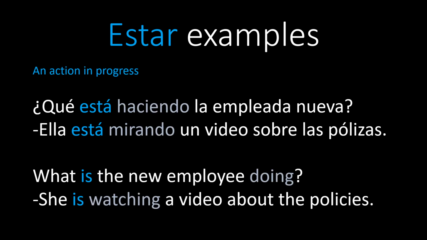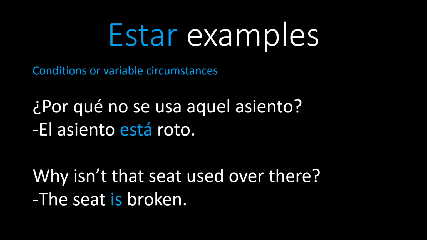Use estar when you're using the present progressive tense, talking about something that is ongoing now. ¿Qué está haciendo la empleada nueva? Ella está mirando un video sobre las pólizas. When you're talking about conditions or variable circumstances of something or someone, you'd use the verb estar. ¿Por qué no se usa aquel asiento? El asiento está roto. Notice that this is a condition of the seat, whereas before perhaps it wasn't broken.